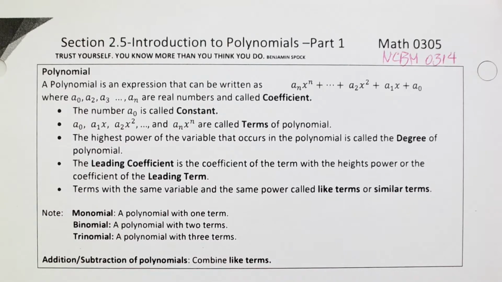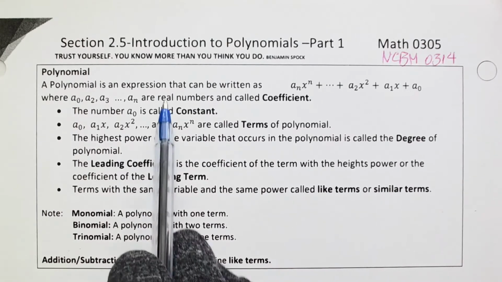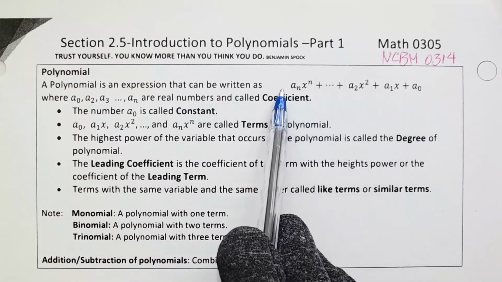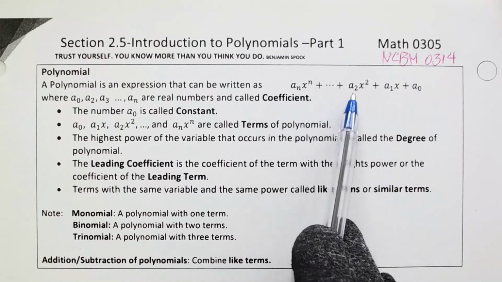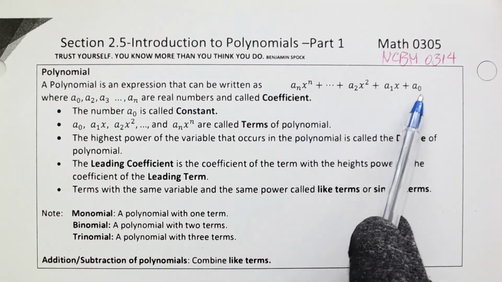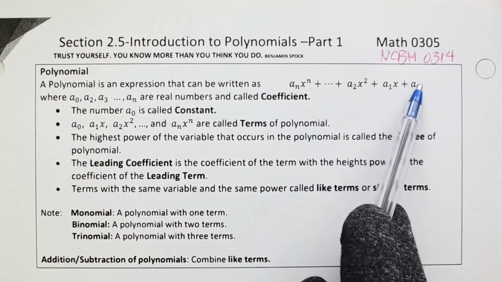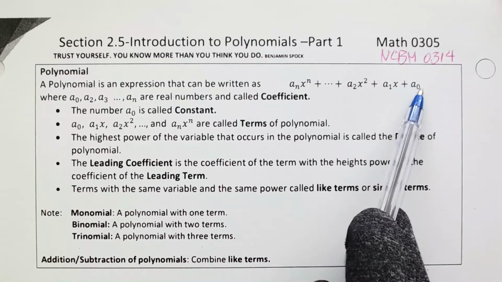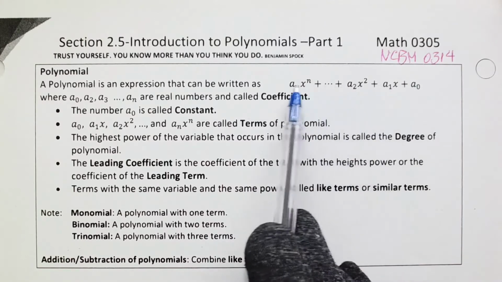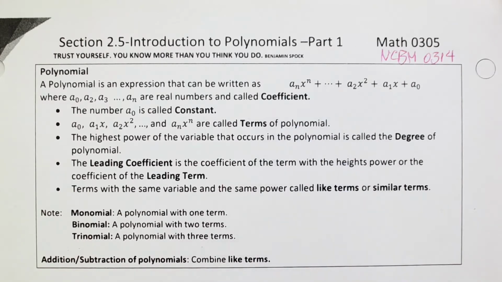A polynomial is an expression written in this form, where a_n, a_2, a_1, a_0 are coefficients. a_0, because it's a real number, we call the constant. a_1, a_2, a_3 till a_n, all of them are real numbers.